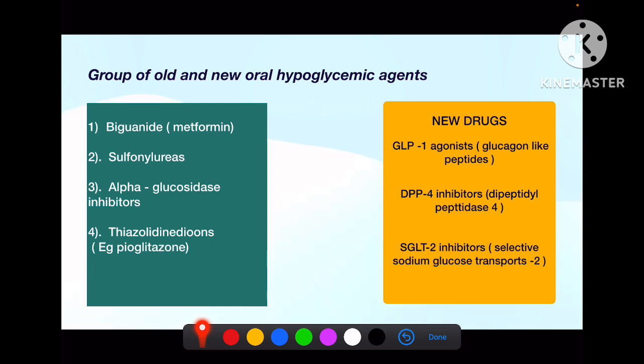Then the new drugs available in the market are the GLP-1 agonists. We call that glucagon-like peptide 1 agonist. Another one is the DPP4 inhibitors. We call this dipeptidyl peptidase 4 inhibitors. The other newest drug is the SGLT2 inhibitors. We can say it as sodium glucose transport 2 inhibitors. These are the new drugs which are available in our market.